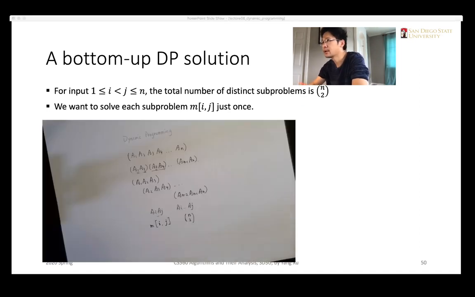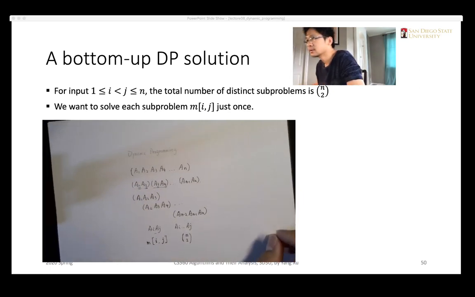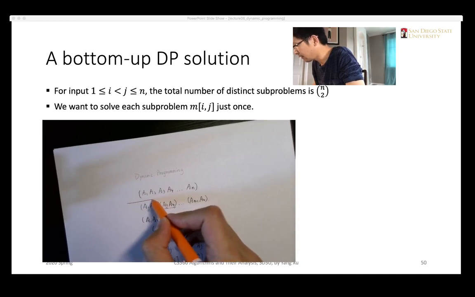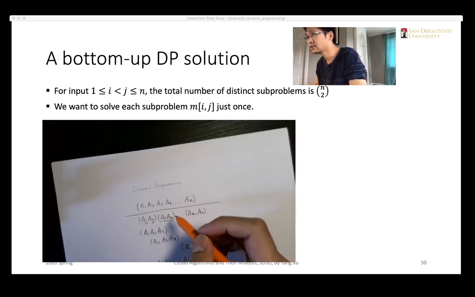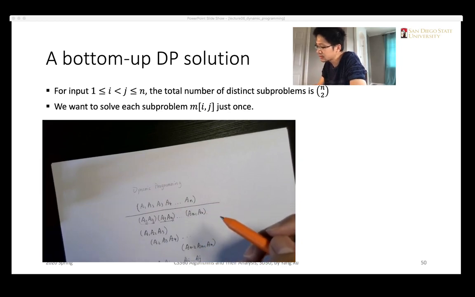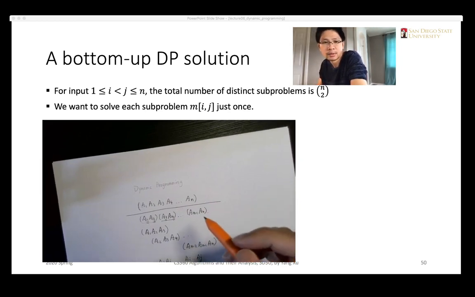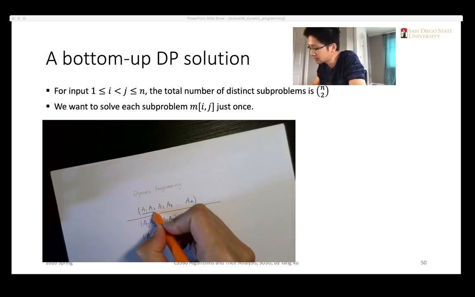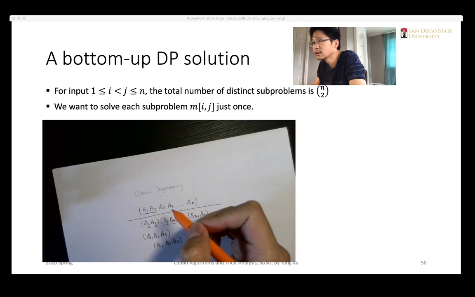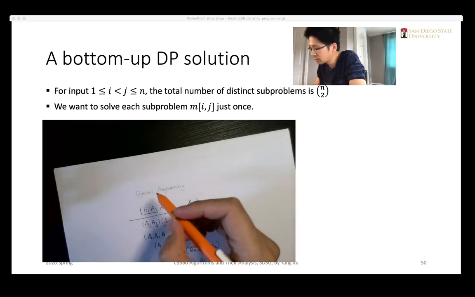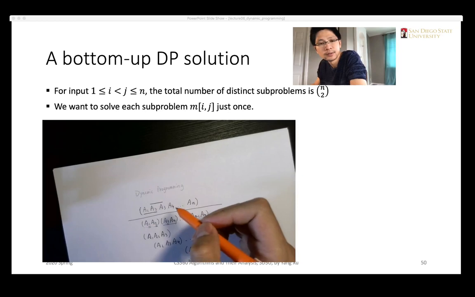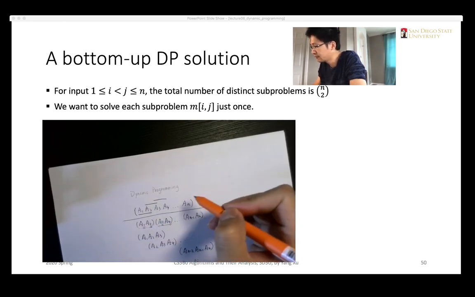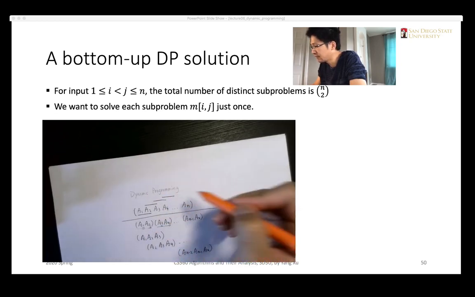Let's go back to our paper. Okay, so now let's focus on the original problem of n matrices, the chain of n matrices. In order to go over all the subproblems of size 2, intuitively, you start from A1, A2. The next one would be A2 and A3, A2 times A3. The third one will be A3 times A4, and then A4 times A5.